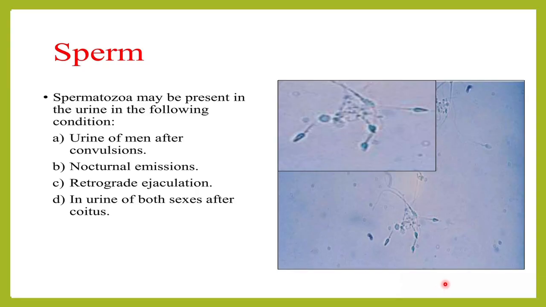Sometimes we also see sperms in the urine. Spermatozoa may be present in the urine whenever the patient is having retrograde ejaculation, or after sexual intercourse, or whenever there are nocturnal emissions, or the patient is having convulsions, etc.